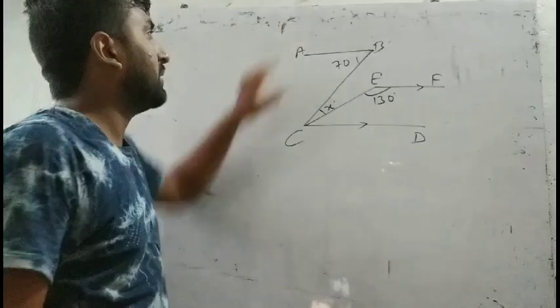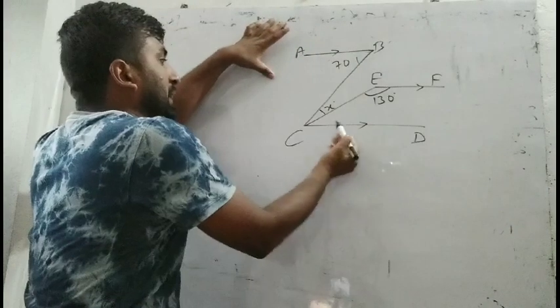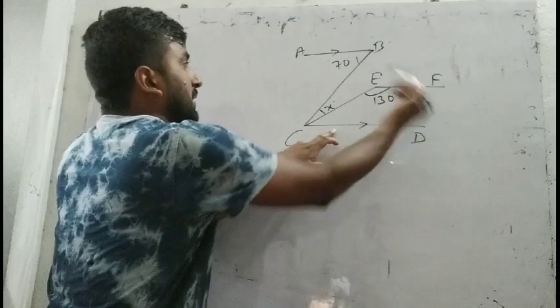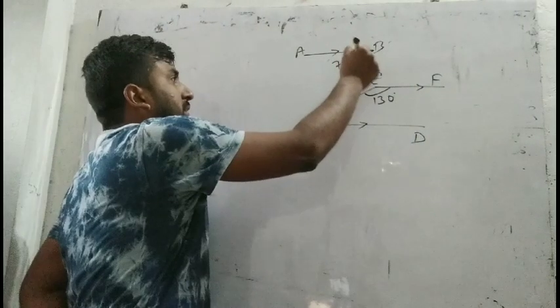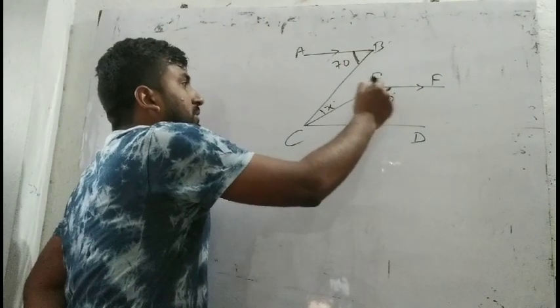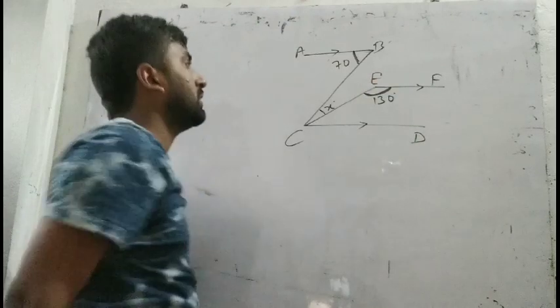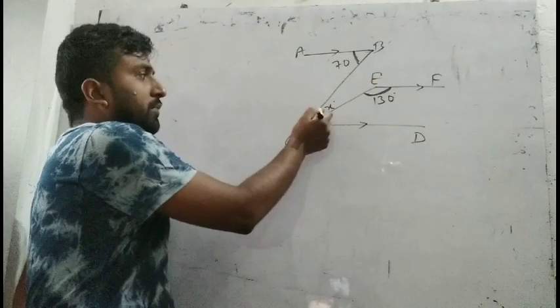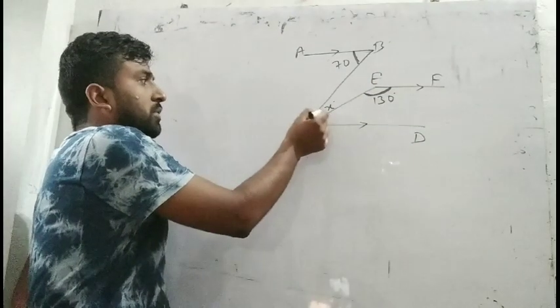In this figure, AB is parallel to CD and CD is parallel to EF, and the value of this angle is 70 and the value of this angle is 130. After that, you have to find the value of x in this angle. You have to find the value of this.